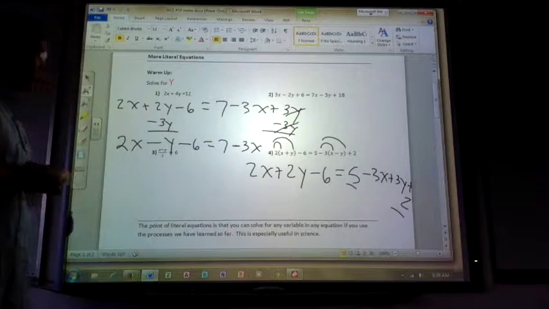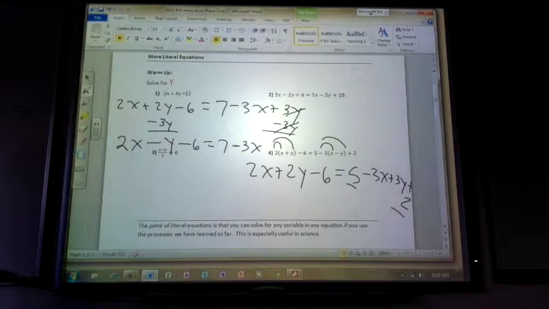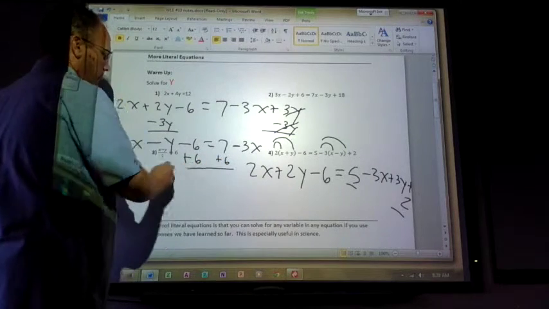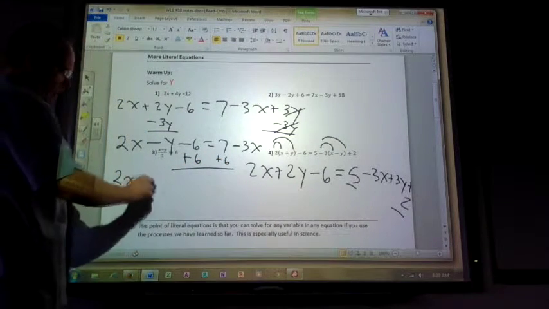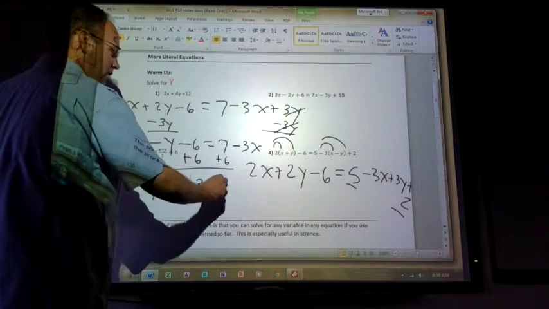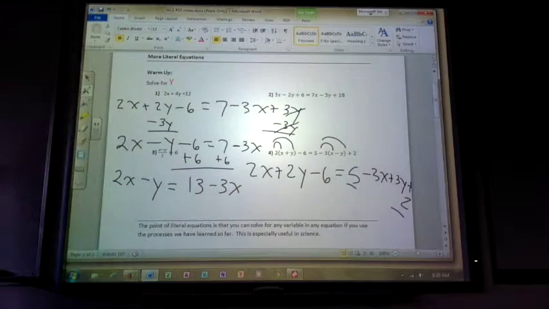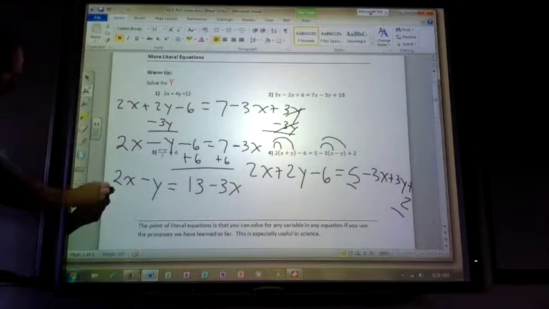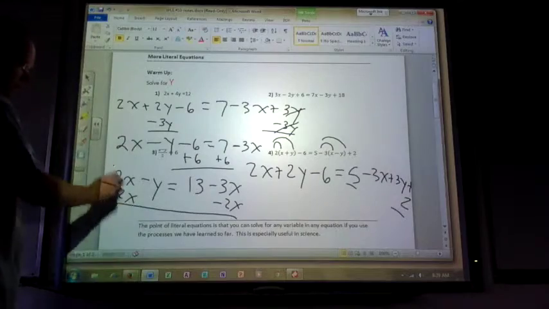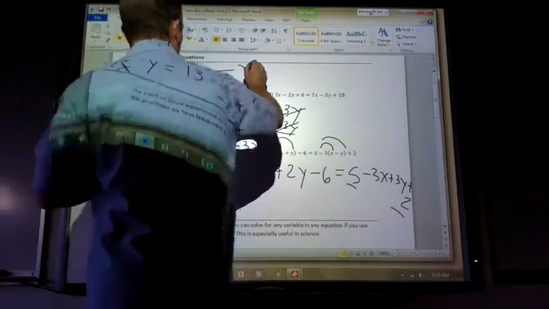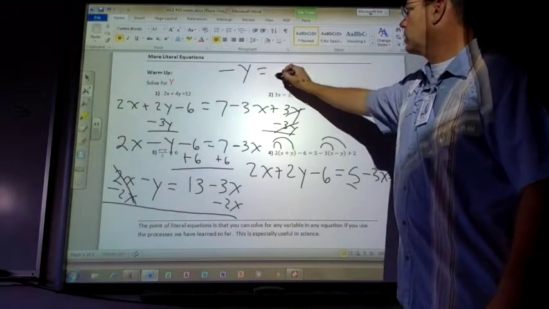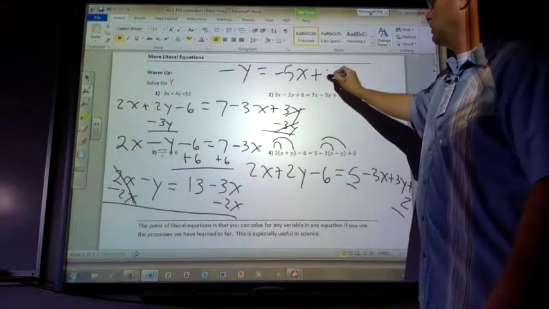I think that's okay. What should I do next? Add 6. Okay, cool. So that's 2x minus y equals 13 minus 3x. Okay, last. Subtract 2x. Subtract 2x, good. So that cancels that. So up here I'm going to get negative y equals negative 5x plus 13.